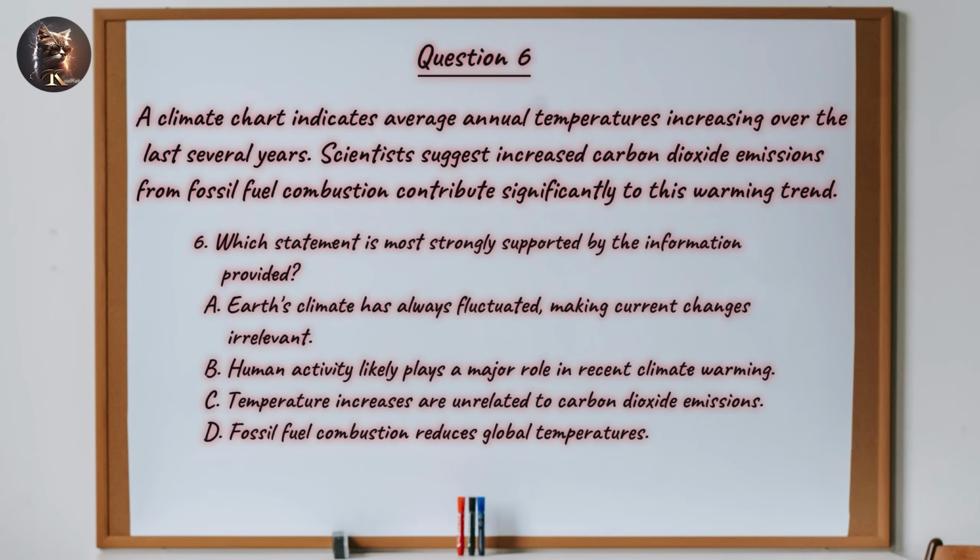Option C states that temperatures fluctuate naturally and that fossil fuels don't impact climate. It's true that Earth's temperatures do change naturally sometimes, but remember, the passage specifically mentions temperatures increasing in connection with fossil fuel use and carbon dioxide emissions. So this option doesn't align with the information we have.